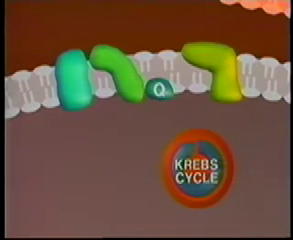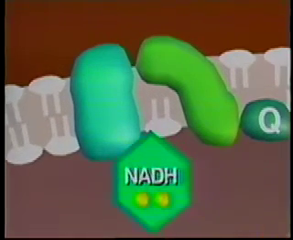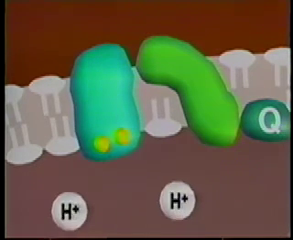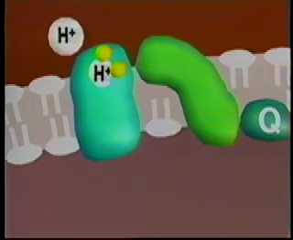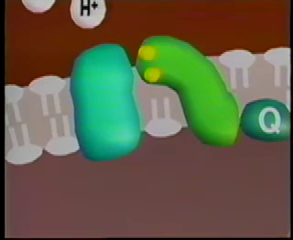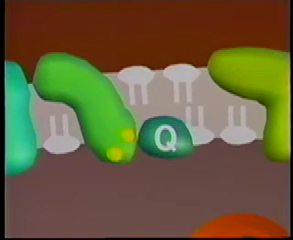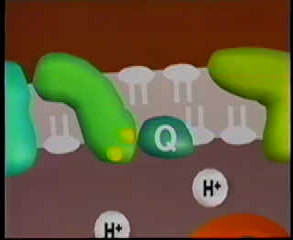Oxidative phosphorylation begins as NADH from the Krebs cycle donates 2 electrons to the first complex. As the electrons are passed to the next complex, 2 hydrogen ions hitch a ride from the matrix to the intermembrane space. The electrons then move through the complex and take up position on the matrix side of the membrane. As they are passed to the next complex, a second pair of hydrogen ions are picked up from the matrix.